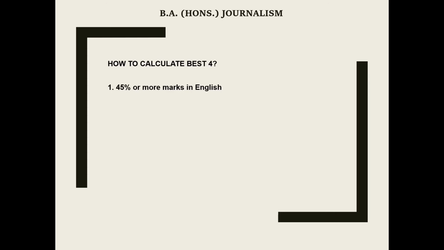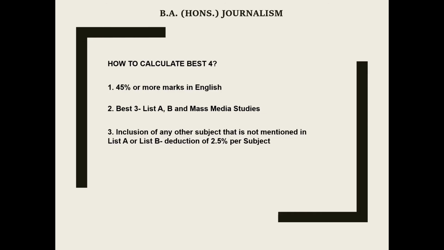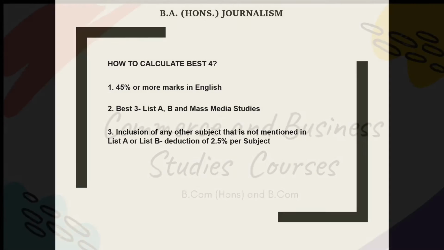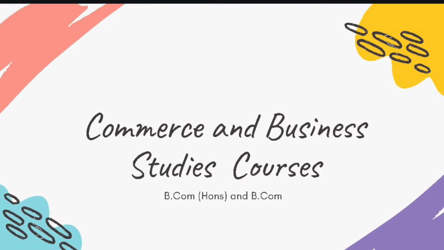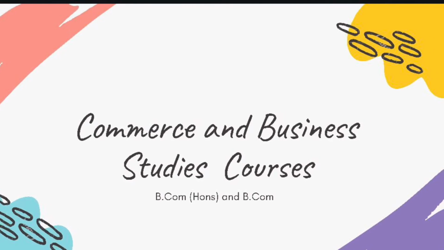Now coming forward to our next course, which is BA Honours in Journalism. So how will you calculate your best of 4 for this particular course? You take your marks in English, which should be 45% or more. Then you make a combination of 3 subjects using list A, list B or mass media studies. But you shouldn't include any subject which is neither mentioned in list A or B, else you will face a deduction of 2.5%.